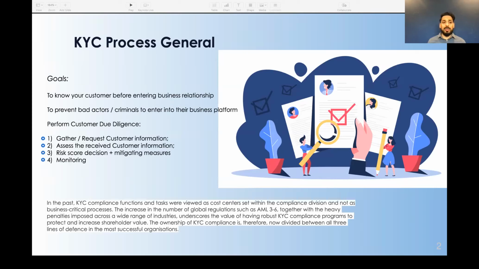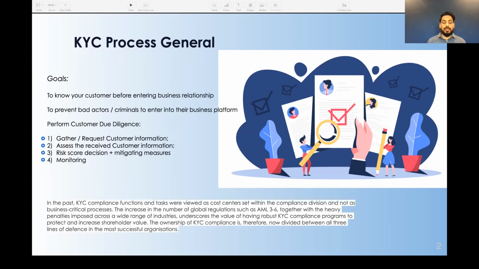The other goal, for financial institutions and for other institutions, is to prevent bad actors or criminals from entering and misusing their business platform. I will also briefly touch on that in the next slide.